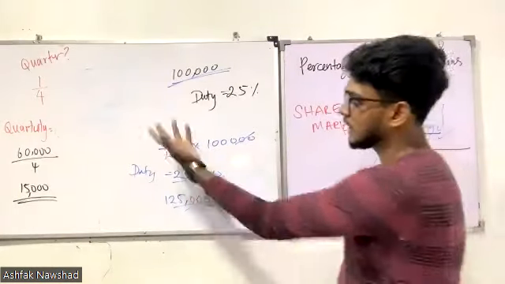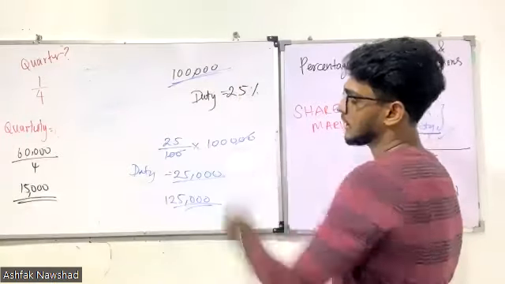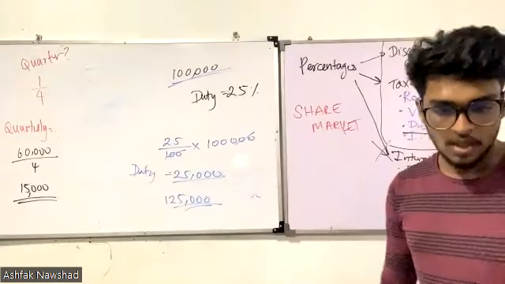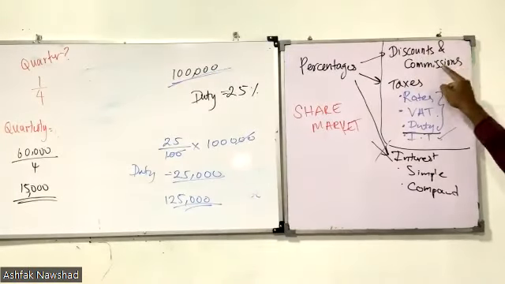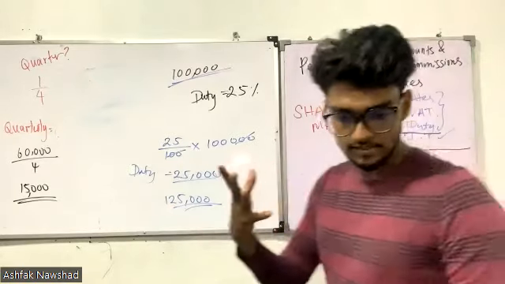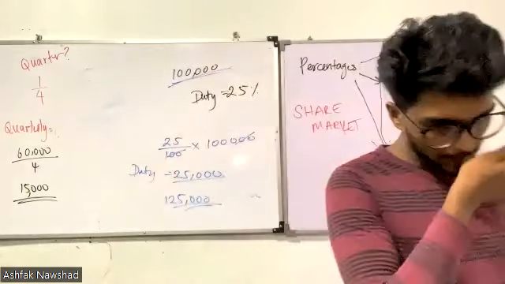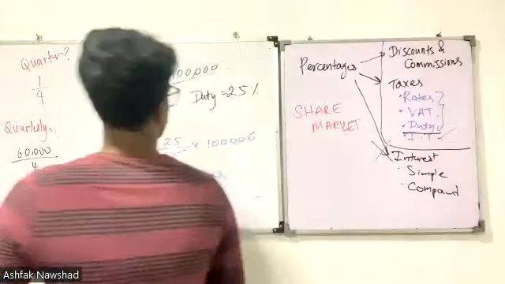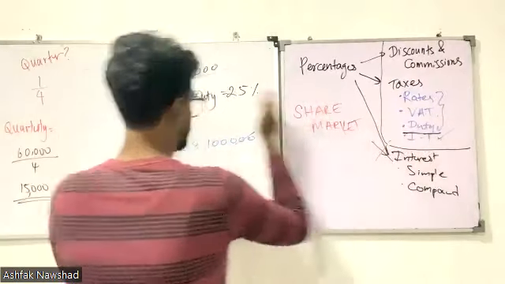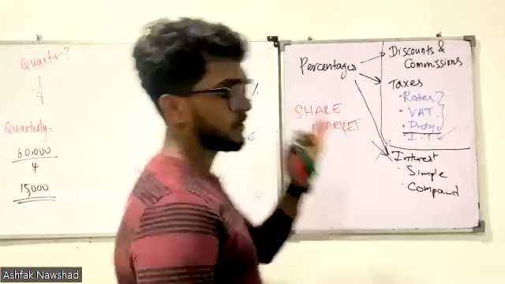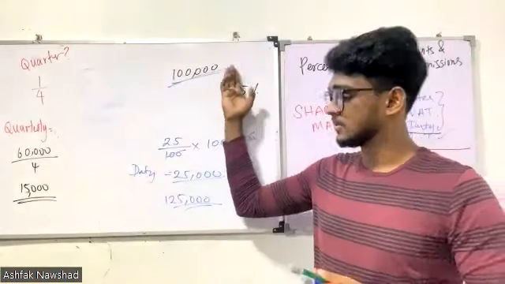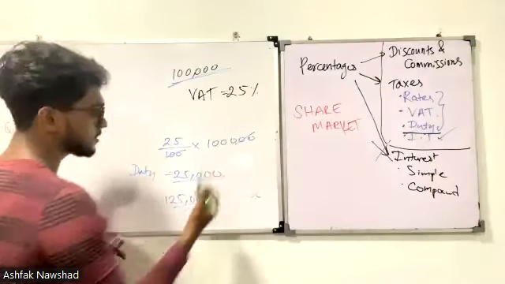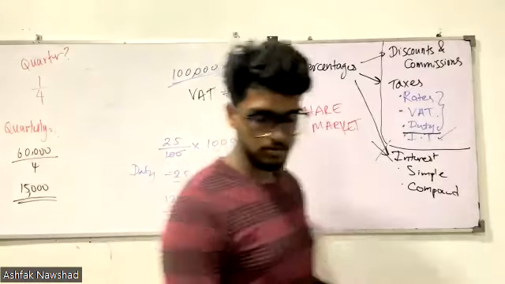Why adding? I have to give the government, right? So I have to pay 100,000 and also 25,000 as duty. That's why we are adding. We only deduct discounts and commissions; rates, VAT, and duty, everything we add. Okay, good. So that's it for VAT and duty. The same example can be applied to VAT. For example, I buy a TV of 100,000 from Sri Lanka, and they charge me a VAT of 25%. So the final price of the TV will be 125,000. Is that understood?